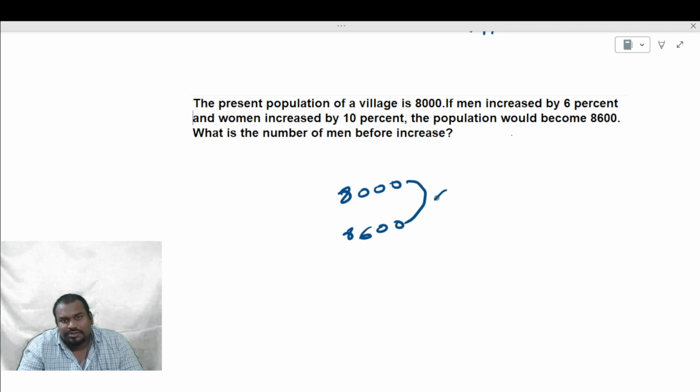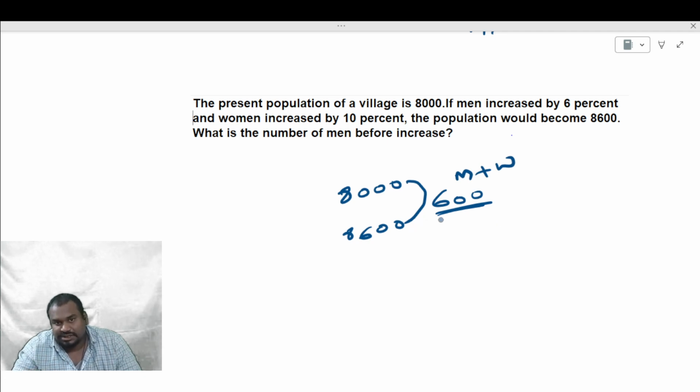Now, I'll do one thing. What is the total increase? 600. In this, men are there and women are there. Forget about percentage now. Just this number has to be solved using alligation and mixture, because both men and women got the increment. So it means 600 is how much percent of 8,000? First, you need to calculate that.